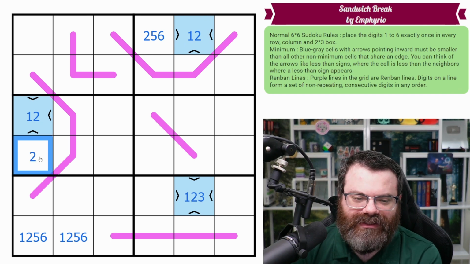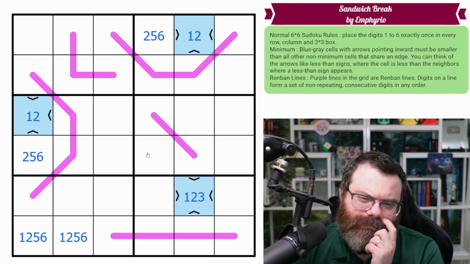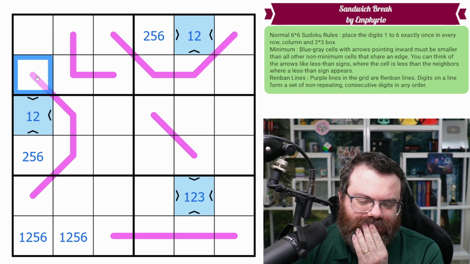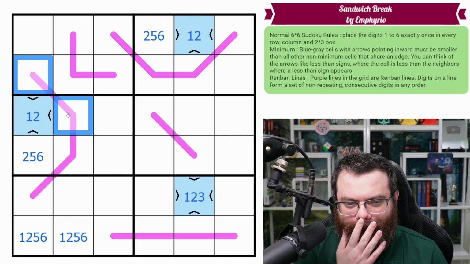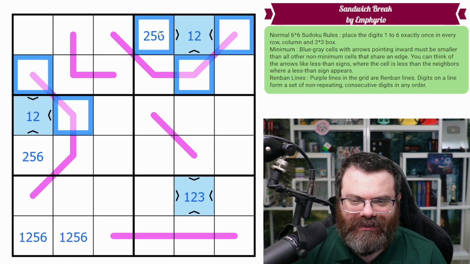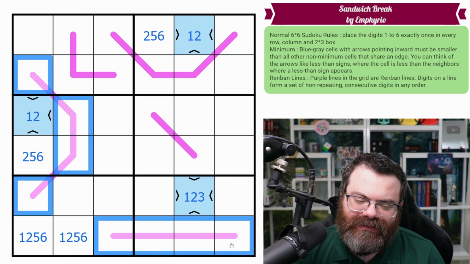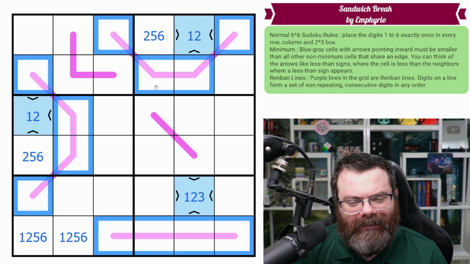This cell the same. This is 2, 5, 6, same exact logic. Sees this Renban. Okay, what are we thinking here? This can't be 1. This can't be 1. Because of the minimum cell. These can't be 1s. Have to do with the 3, 4 placements. I'm not seeing it.